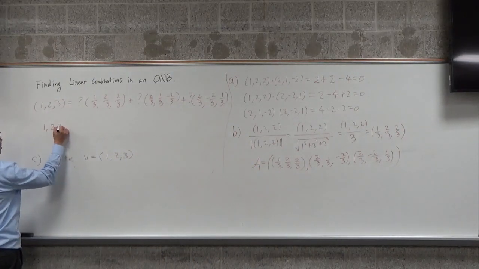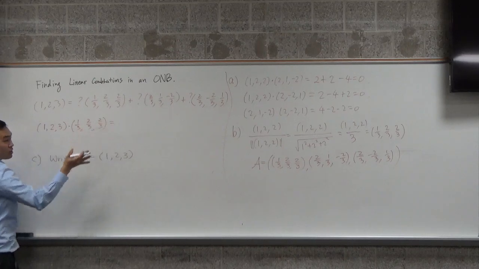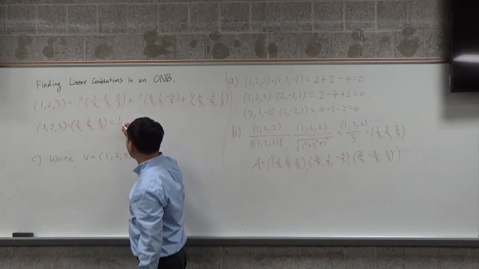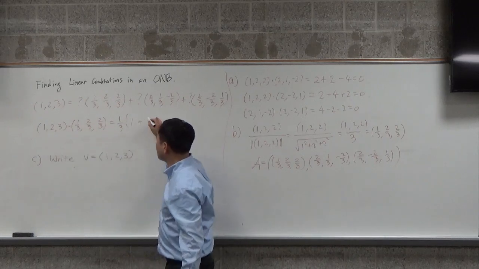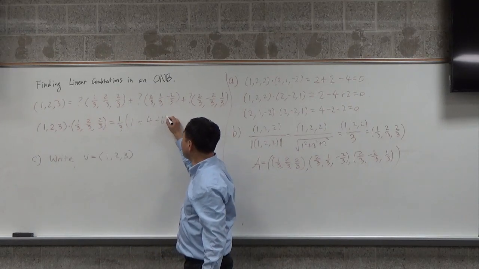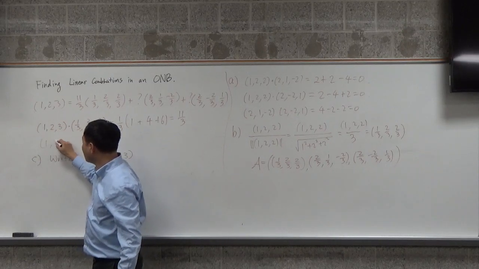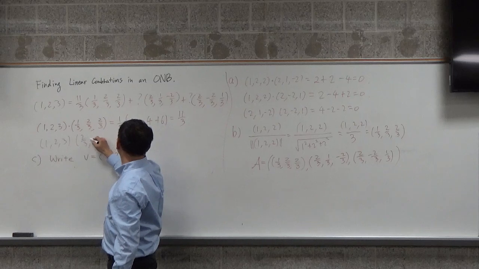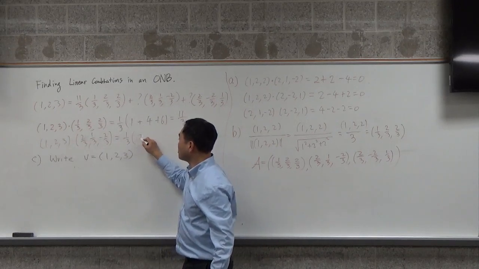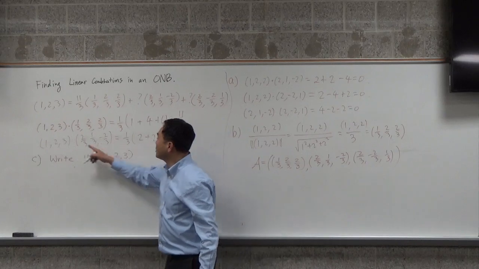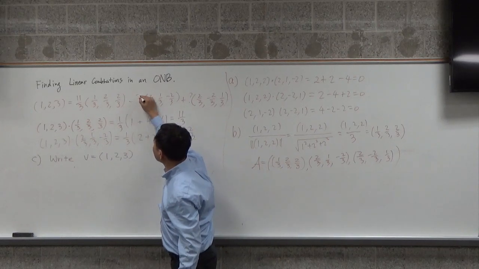We just take (1, 2, 3) and do a dot product with (1/3, 2/3, 2/3). You can factor the 1/3 out and just do 1 times 1, which is 1, 2 times 2, which is 4, 3 times 2, which is 6, so 11/3. Done. That's going to be 11/3. Now let's do the other one, (2/3, 1/3, -2/3). Again, factor the 1/3 out: 1 times 2 is 2, 2 times 1 is 2, 3 times -2 is -6, and we get -2/3.